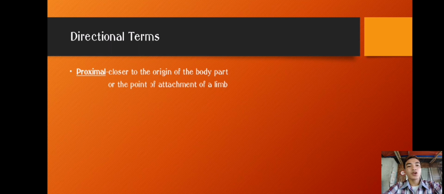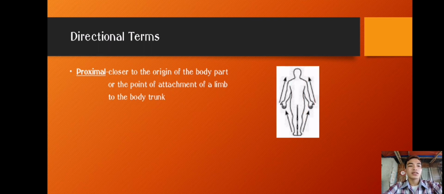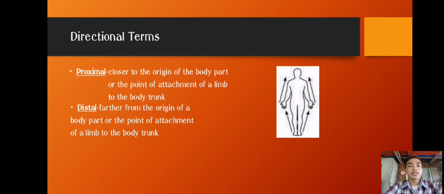Next, we have proximal, closer to the origin of the body part or the point of attachment of a limb to the body trunk. So this. Next, we have distal, farther from the origin of the body part or the point of attachment of a limb to the body trunk.